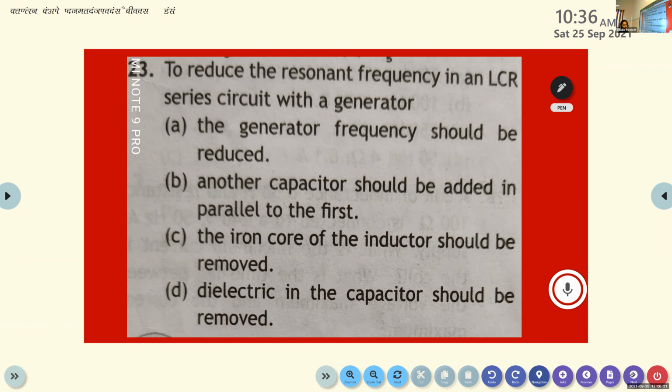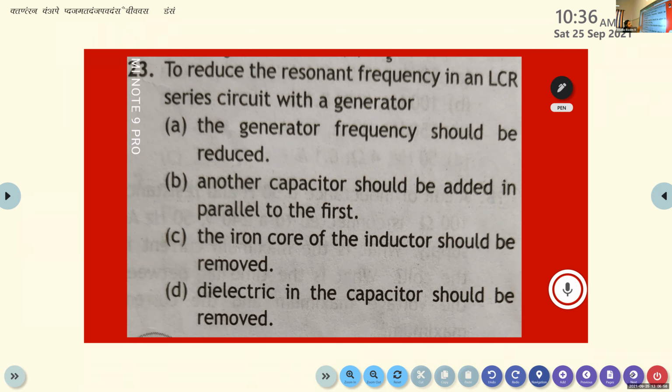I sent all these questions to your WhatsApp class group. Now try to read the question and give me the answer. To reduce the resonant frequency in an LCR series circuit with a generator, what action do we need to take here? The generator frequency should be reduced, or another capacitor should be added in parallel to the first, or the iron core of the inductor should be removed, or the dielectric in the capacitor should be removed.